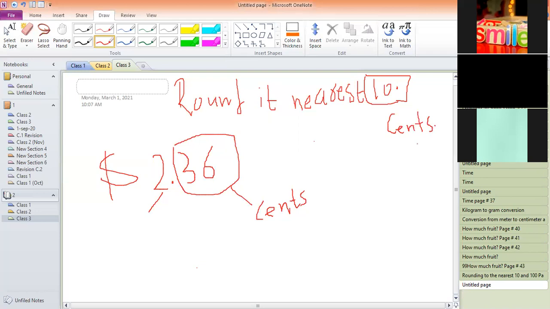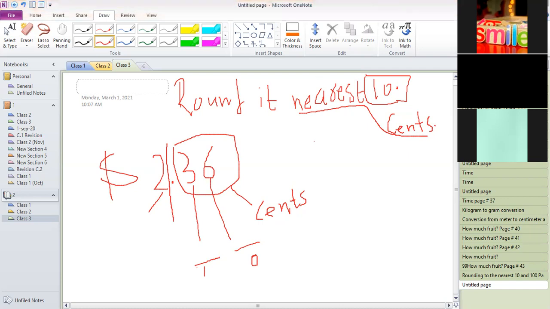So guys, the question is very important. You have to round off to the nearest 10 cents, right? So forget about the dollar. You don't need to worry about that. You just have to check the cents. This is 36. In 36, this is tens and this is ones. So you will round it off as you learned how to round off, to the nearest 10, right?